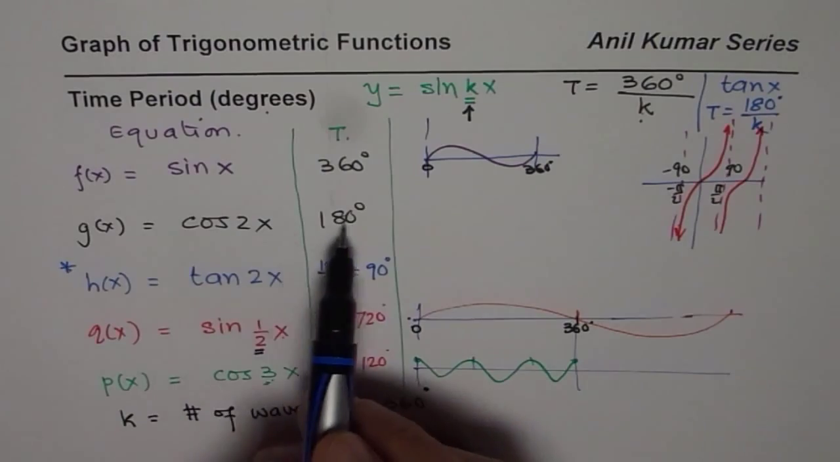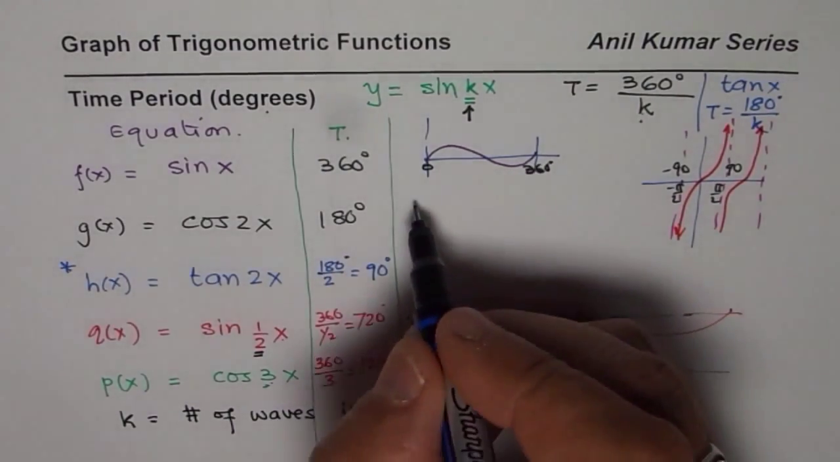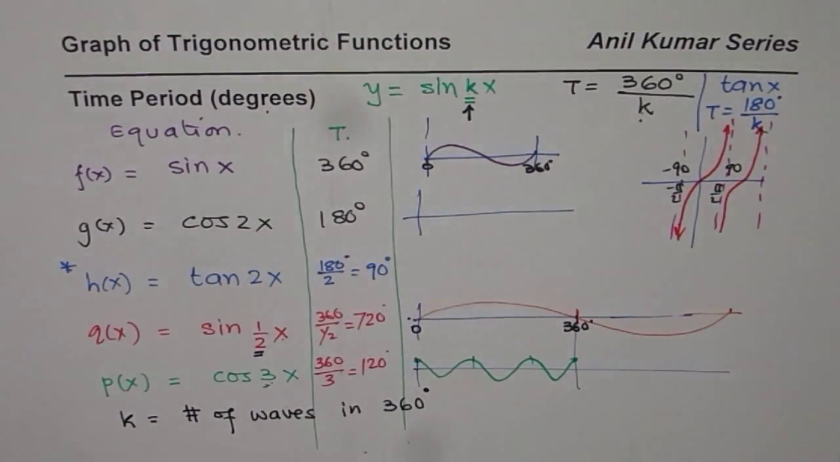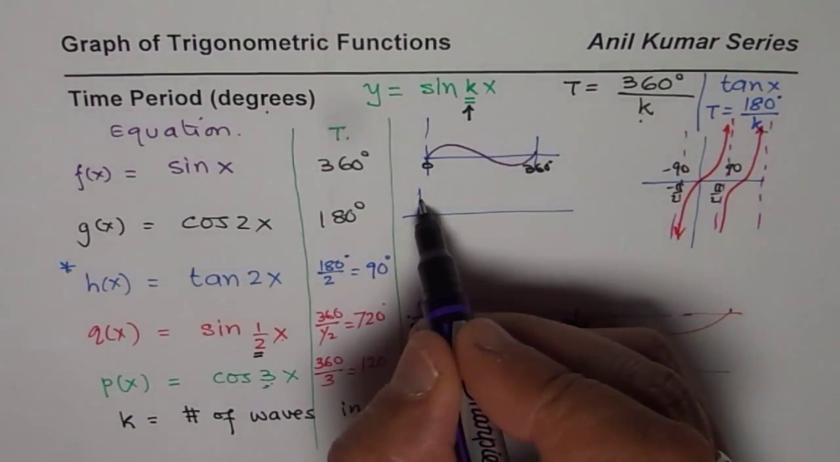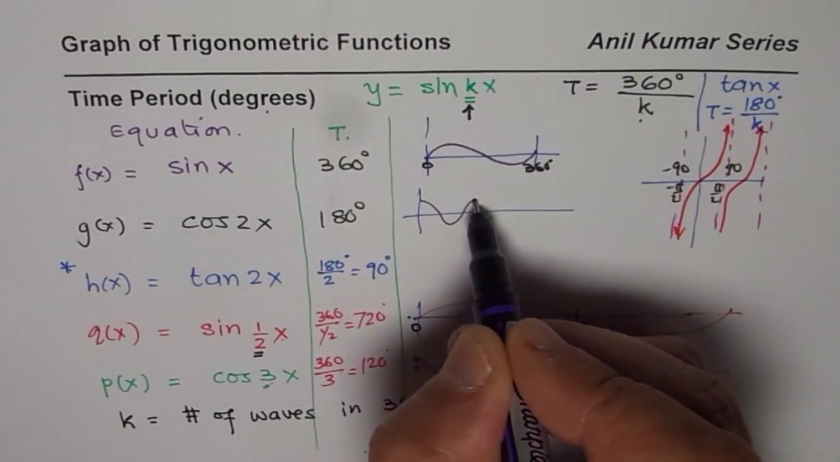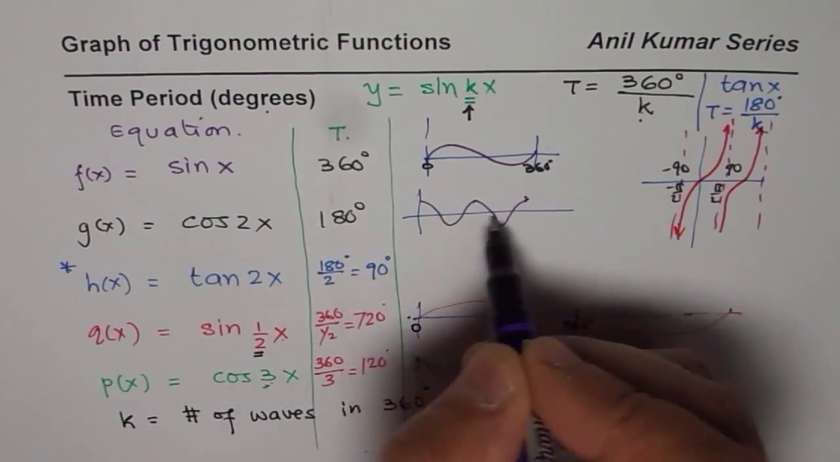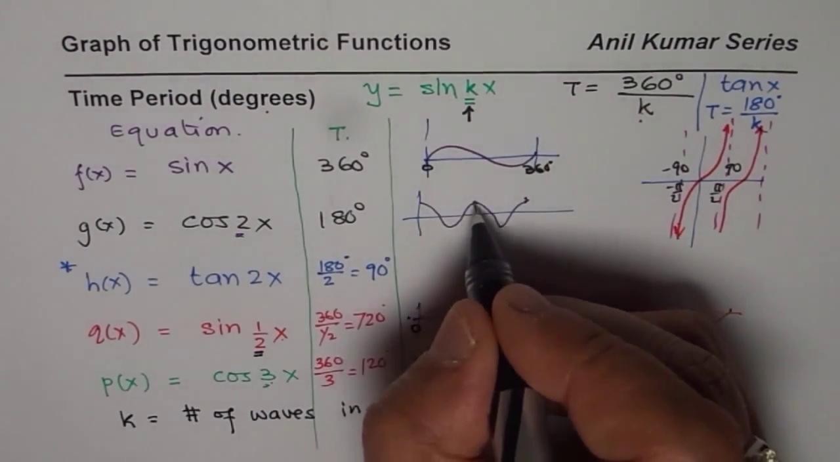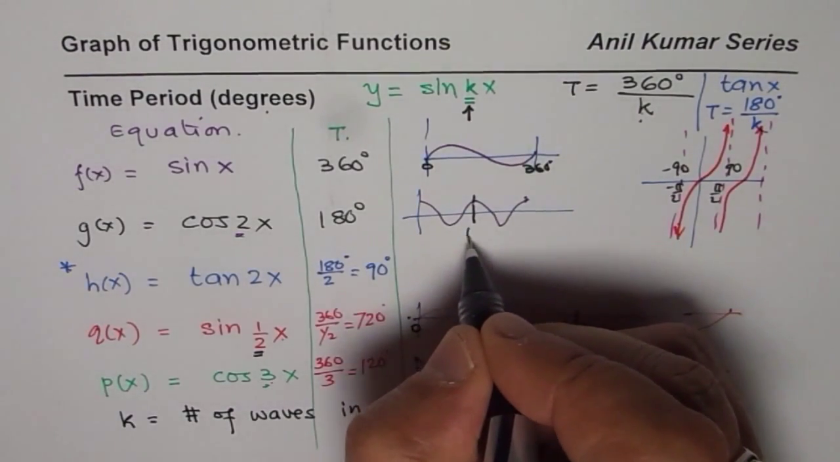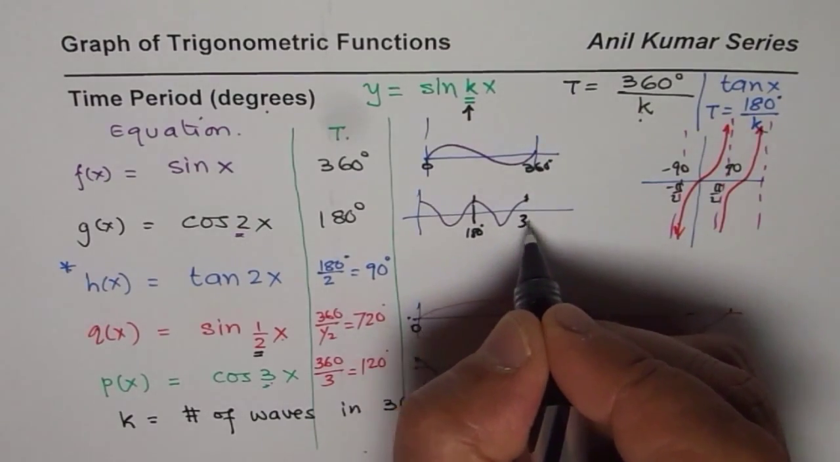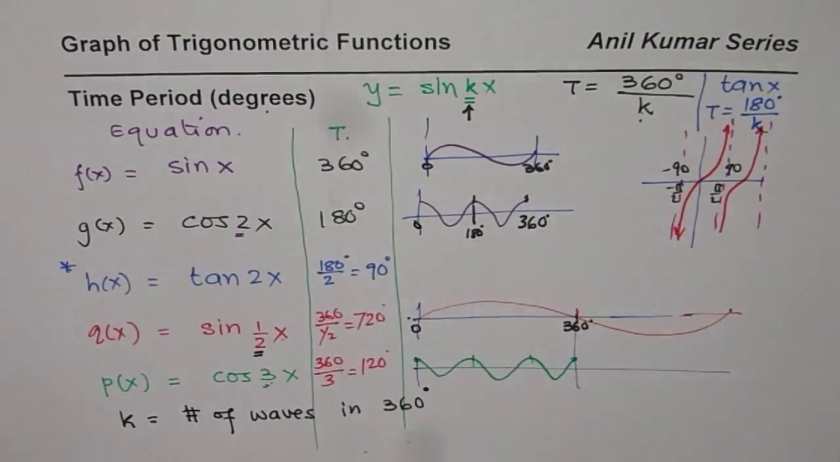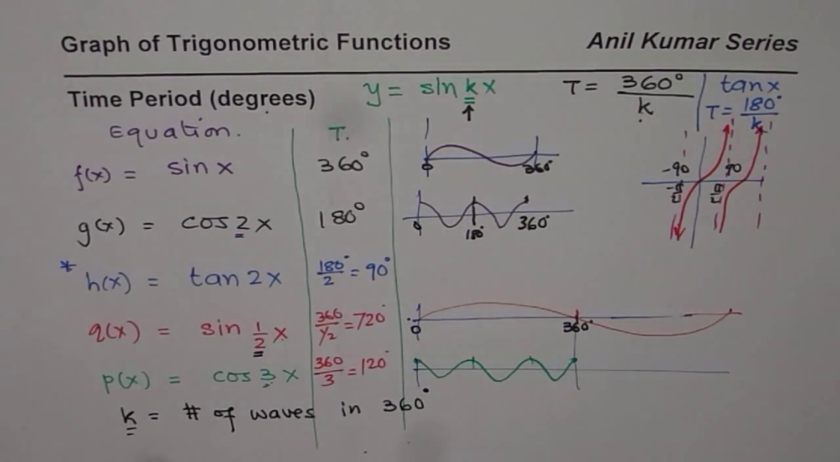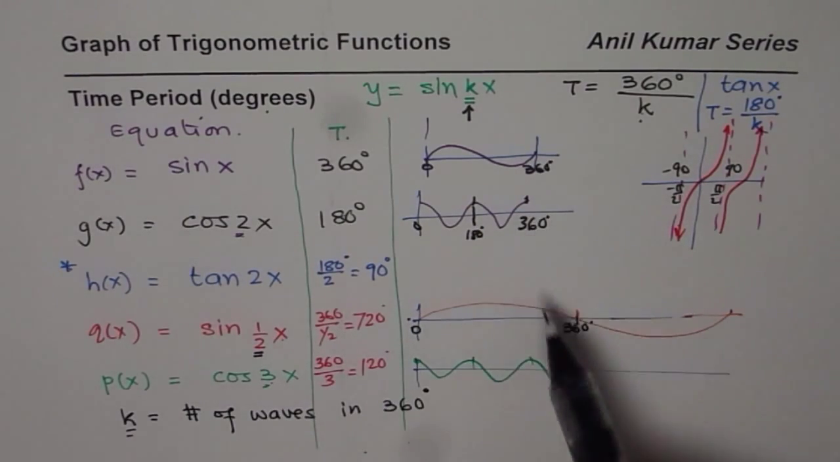Cos of 2x means there will be 2 waves in 360 degrees, right? So basically, here we will have not just one, starting with minimum, maximum, one wave, and then this. So 2 waves, that is the meaning. Obviously, if you have 2 waves, then the time period for one will be 180 degrees. There are 2 waves in 360 degrees. So the K value actually gives you the number of waves and also the time period. I hope with this video you get a fairly good idea about the time periods.